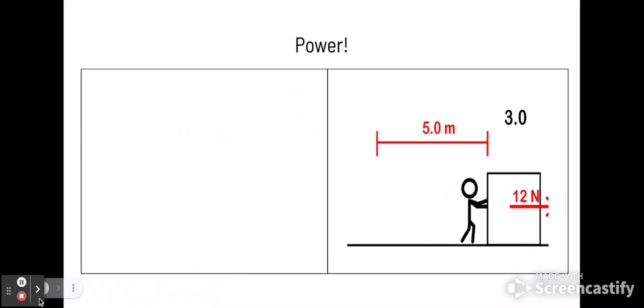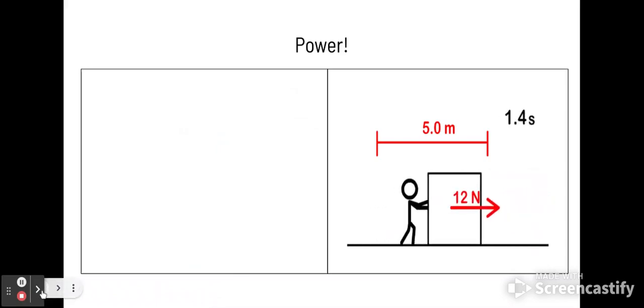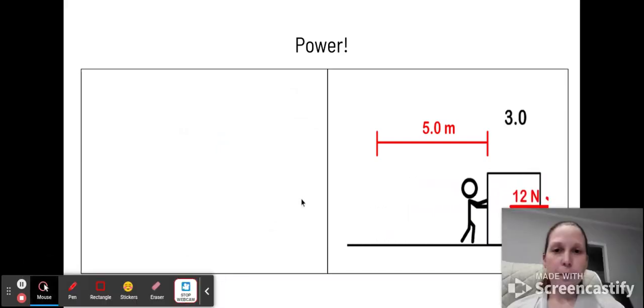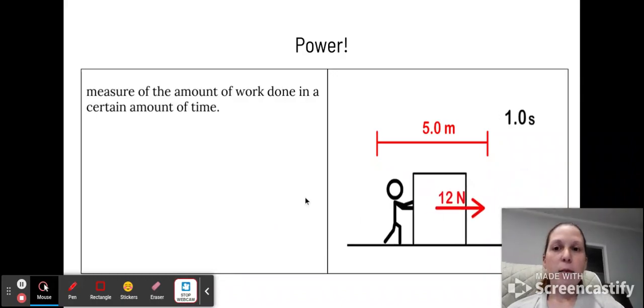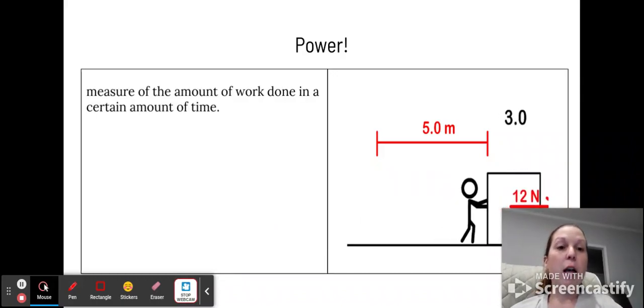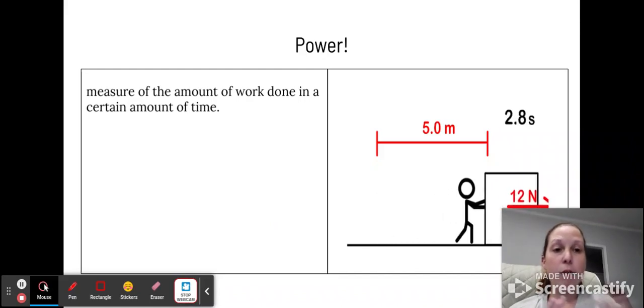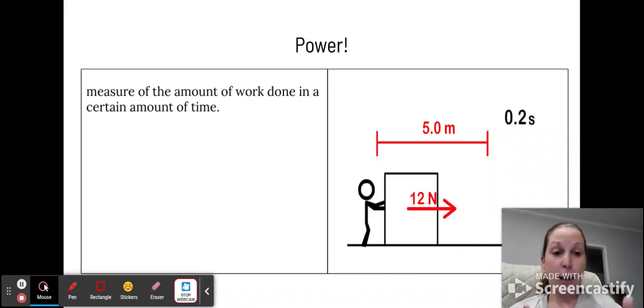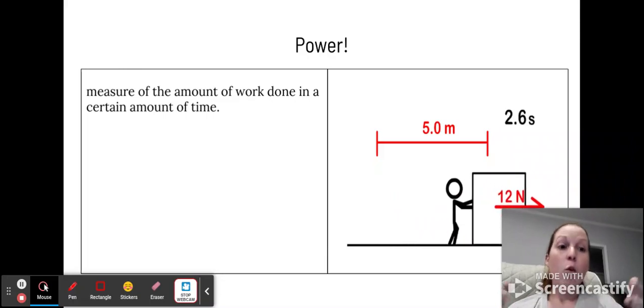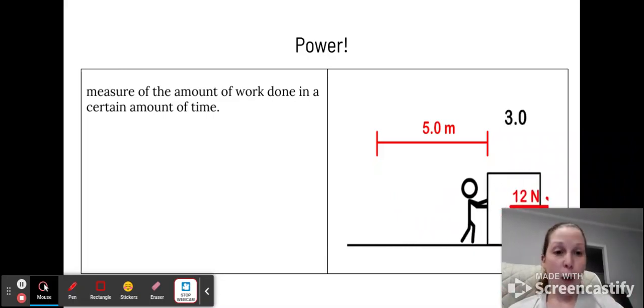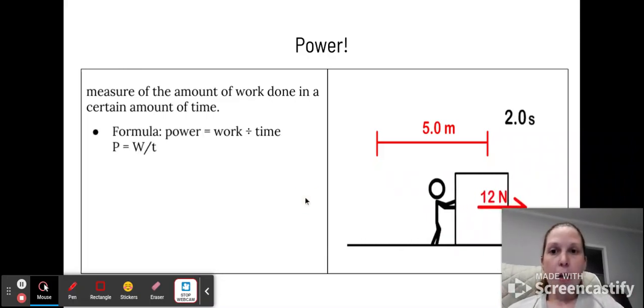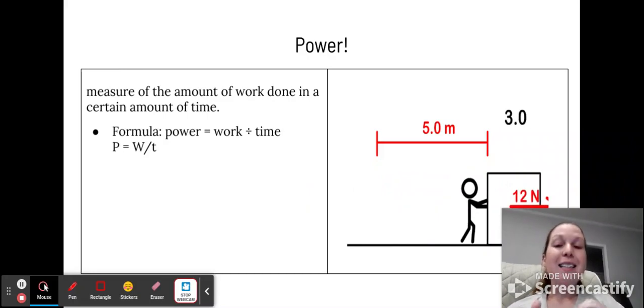Now let's get into power very quickly. Power is defined as the measure of work done in a certain amount of time. So now we're not only looking at the force applied over a distance, we're looking at that same force applied over distance within a certain time frame. And the formula for power is work divided by time.